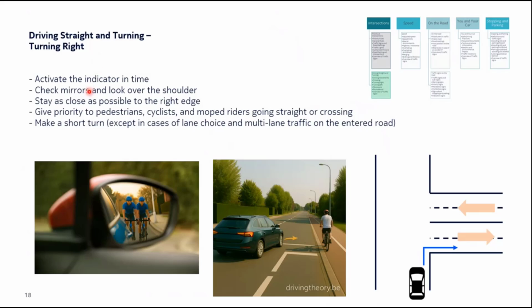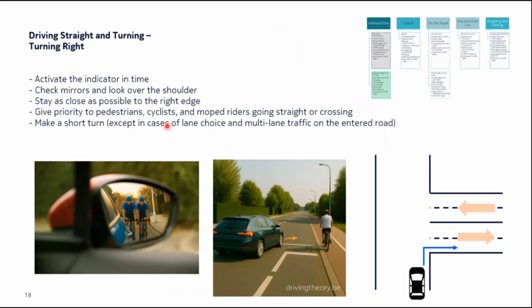Okay. Check mirrors and look over your shoulder. Very important when you are turning right. You should always look over your shoulder just before making the turn, just before entering, making the cross. All right. Stay as close as possible to the right edge. Okay, the car here wants to turn right, so it must stay as close as possible to the edge of the road.